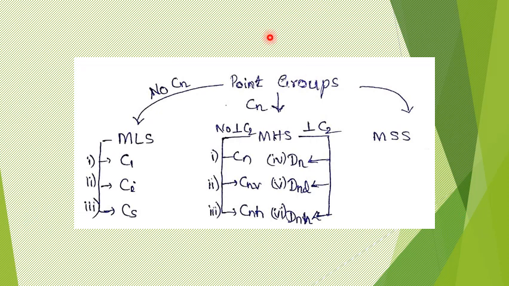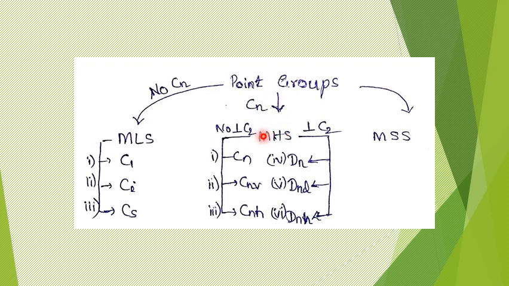Different point groups are possible. First, what we check, as seen in previous videos, is this: if we don't have a proper axis of rotation, only a 360-degree rotation is possible, that's the C1 axis, and no higher-fold axis is possible. In that case, the molecule goes to MLS, molecule with low symmetry. There we can have three different point groups: C1, Ci and Cs. Now we have entered molecules with high symmetry.